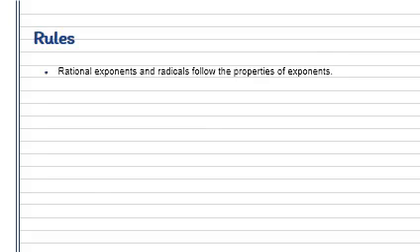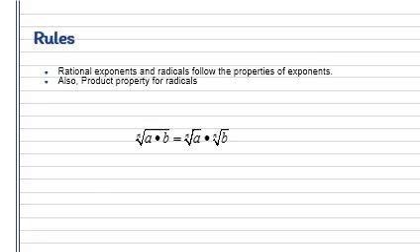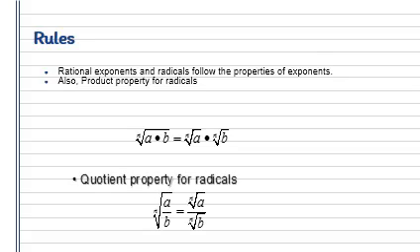Now let us take some rules. If we have the nth root of a times b, it's the nth root of a times the nth root of b. We can split the root among the two. And also, if we have them as a quotient, we can split the nth root among them, so nth root of a over nth root of b. So you can split the root.